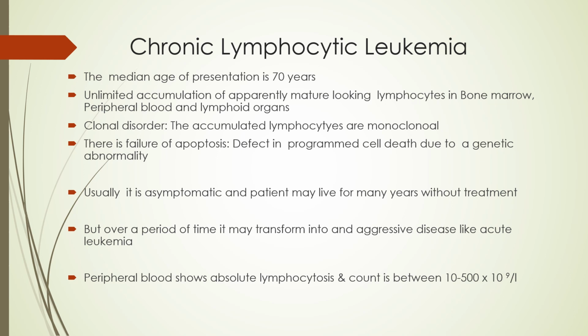It is a clonal disorder. The accumulated lymphocytes are monoclonal. There is failure of apoptosis, that is a defect in the programmed cell death due to a genetic abnormality. Usually it is asymptomatic and the patient may live for many years without any treatment. But over a period of time, it may transform into an aggressive disease like acute leukemia. Peripheral blood shows absolute lymphocytosis and the count is between 10 and 500 x 10^9 per liter.